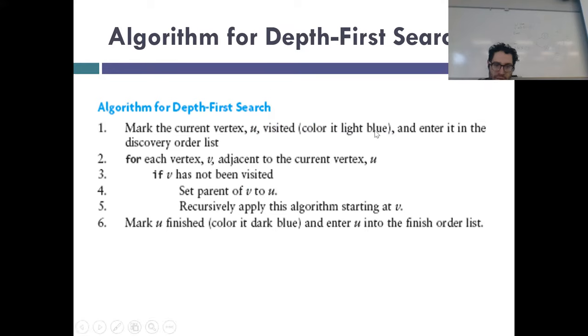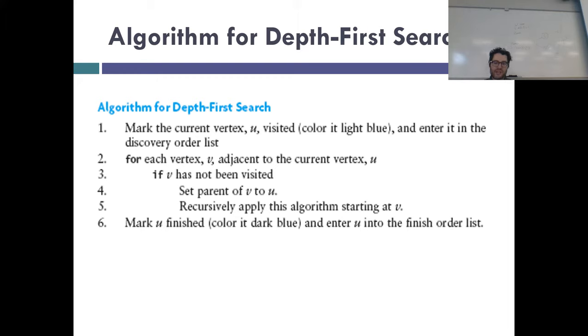Take the current vertex, mark it visited, and enter it into the discovery order list. Then for every vertex that's adjacent to the current vertex, if you've not visited that neighbor, set the parent of the neighbor to where you're at. In other words, mark this as where you're coming from. I'm not going to do that in my algorithm because I'm going to be using the stack, but sometimes that's what you want to do in a search. You want to know how you got to that node, as we'll see in Dijkstra's. That really just depends on the algorithm and the application of the algorithm.